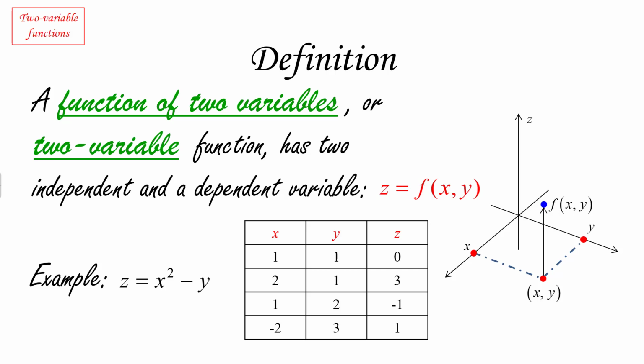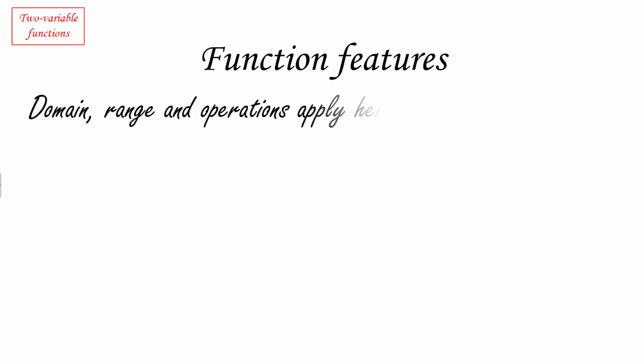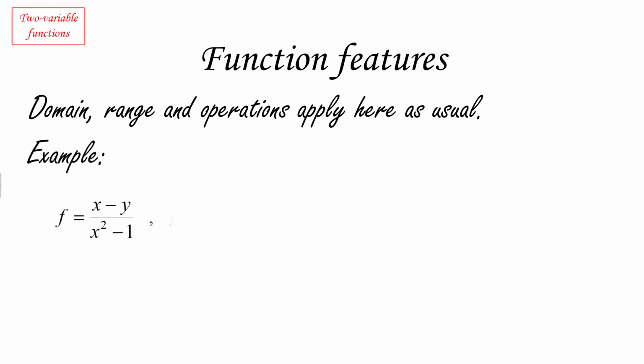Now, in terms of features of these functions, most of them remain just the same in the sense that we can study them. Things like domain, range, and operations apply here just as they did before. For instance, let's have a look at these two functions. The function f is equal to x minus y over x squared minus 1. Notice that I'm using here the same convention in the notation that we've used for regular functions. So we can write f of x and y to denote the function, or we can write f to denote its output. Again, you have to play a little bit with both notations.